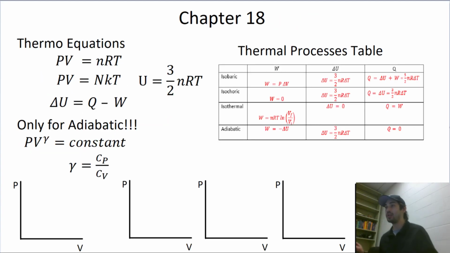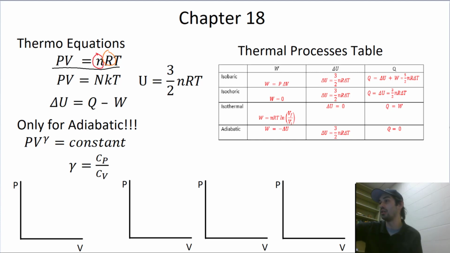All right, so chapter 18 is all about thermodynamic processes. To start out with, we have the ideal gas law. The ideal gas law can be written in two forms. This form is in terms of the number of moles and the universal gas constant. The number of moles is lowercase n, and the universal gas constant is R.